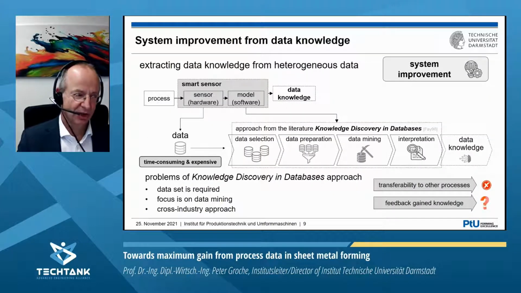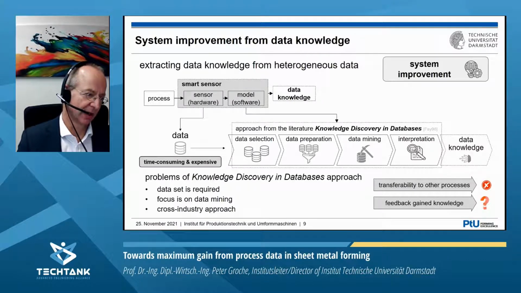Now, if you want to achieve this goal, we have to use a combination of sensors and models. That allows us to use our process data for data knowledge. In the conventional way, we have established procedures called knowledge discovery in databases. They start with data selection, data preparation, then some sort of data mining and interpretation, and that creates some data knowledge. Of course, this conventional way is not sufficient if we compare it to the goals I mentioned in the beginning, because we don't have a transferability to other processes, and we also have a lack of feedback for knowledge, which is necessary to improve our systems.